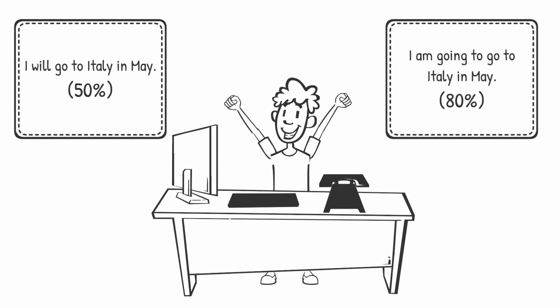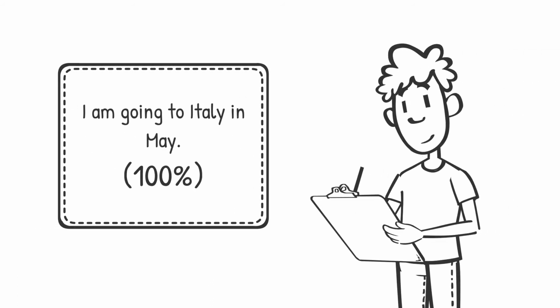I say 50% when I use will because it's spontaneous. So this means it's an idea that I have. I don't have any tickets, I just want to go. I use 80% for going to because, as we already mentioned, going to is a plan. This probably means I did my research, I know which hotel I want to stay in, and I know when I want to fly. But what if we use this tense?